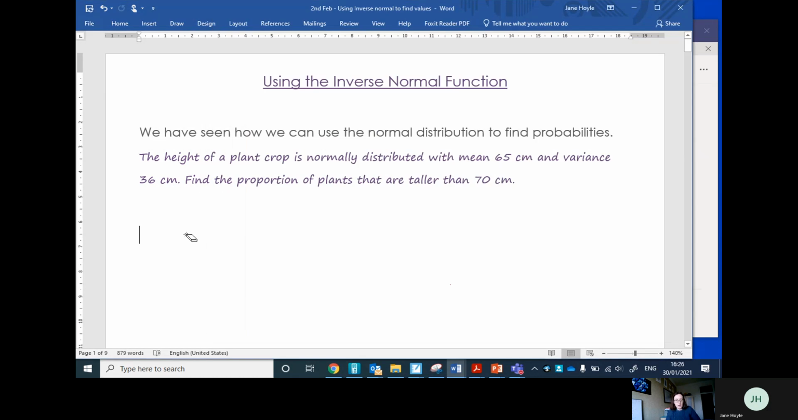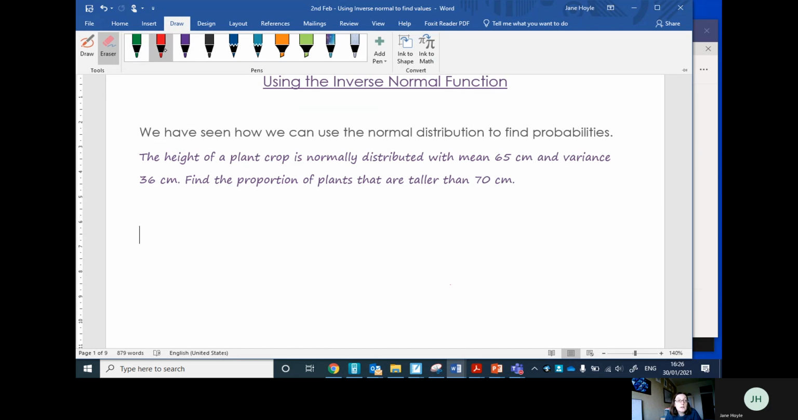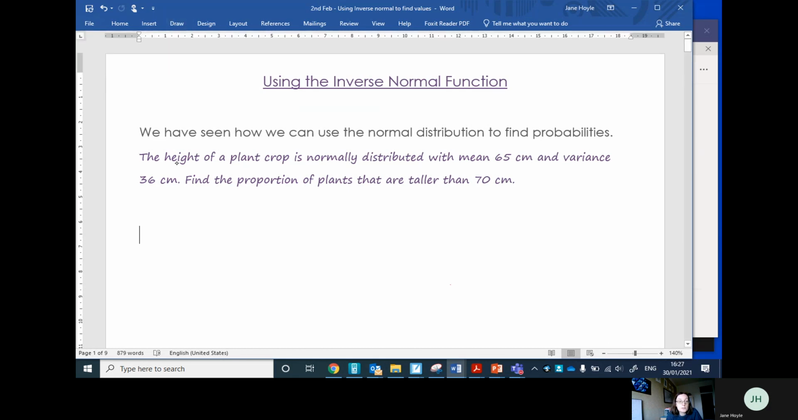Hello, Year 13. We are going to use our normal distribution today, or we're going to use it in reverse. So what we were looking at yesterday, these kind of problems here. So using the normal distribution to work out probabilities.